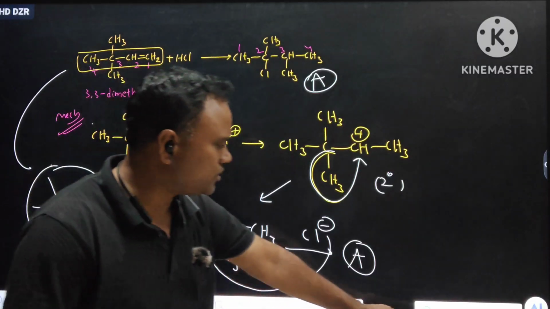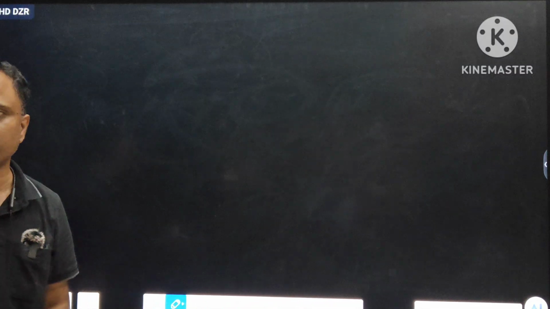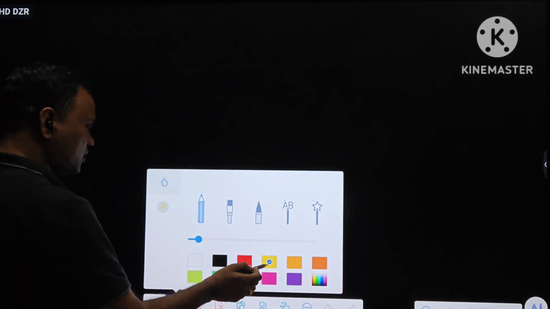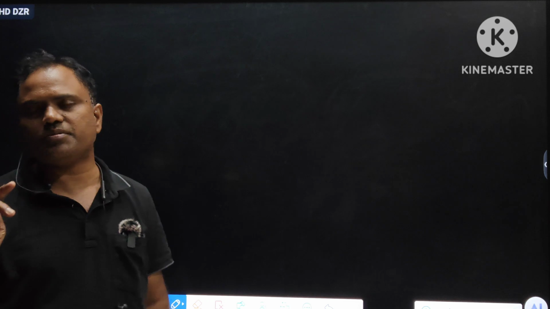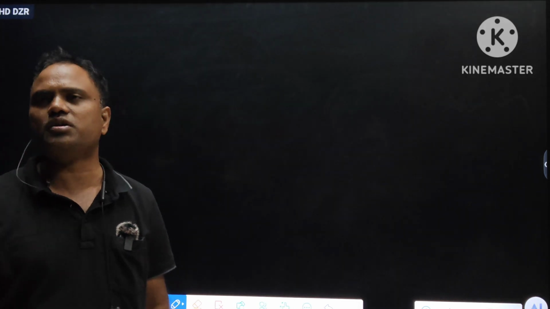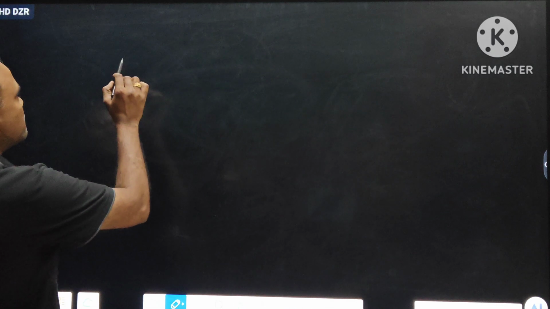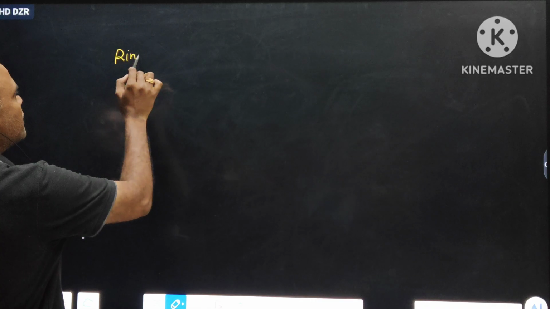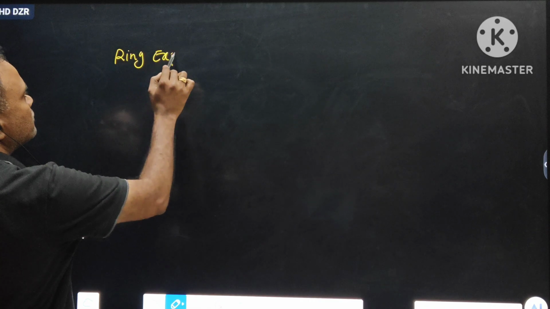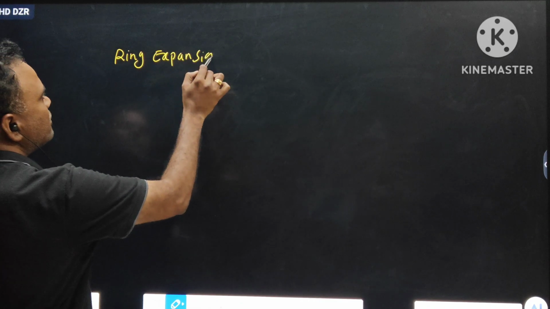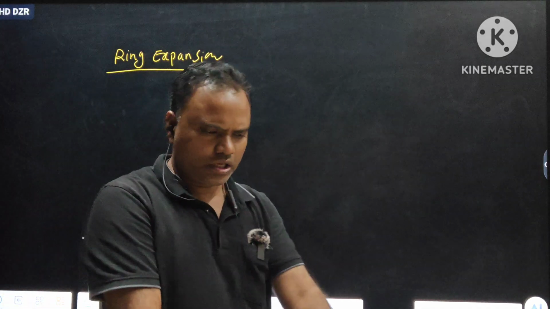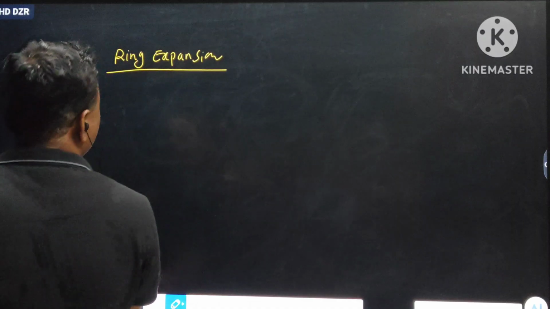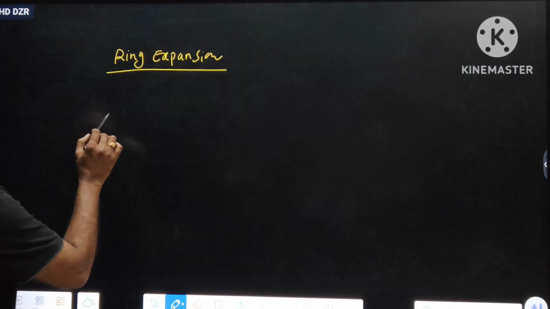Another important phenomenon similar to this rearrangement is there, under the preparation of alkyl halides, under the first method only. We are preparing alkyl halides from alkenes only. Next, see another concept, ring expansion. When the paper is very tough, then you will get these types of questions. Luckily, let us see. What is ring expansion?